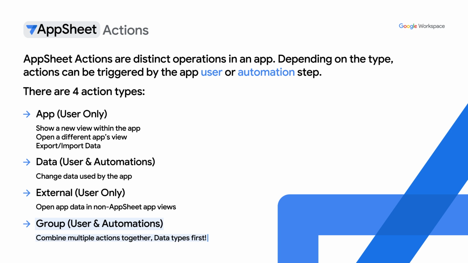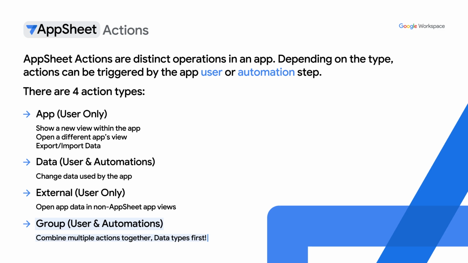The one thing I will point out here is when you're grouping data action types and view action types in the same grouped action, you'll want to trigger the data types first before going to the view types. Whenever you have a view type action in a group, once the app goes to that particular view, any subsequent actions will not be triggered.